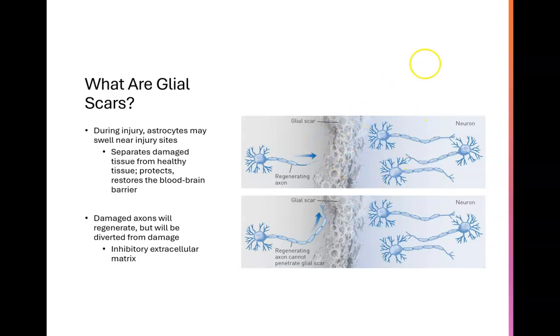Now, as you can see, the axon is damaged, but it can regenerate, particularly if we're talking about the peripheral nervous system. But they are ultimately going to be diverted from areas of damage. This axon is not going to be able to work through that glial scar. And that's because astrocytes and microglia release what is called an inhibitory extracellular matrix. These are basically chemical messengers that tell the regenerating axon buds where to grow. So you can see that it's basically going to try to stay away from that scar tissue.